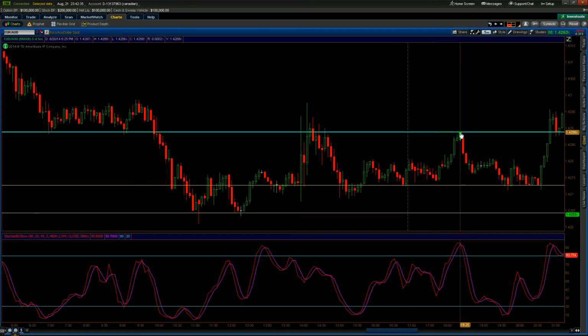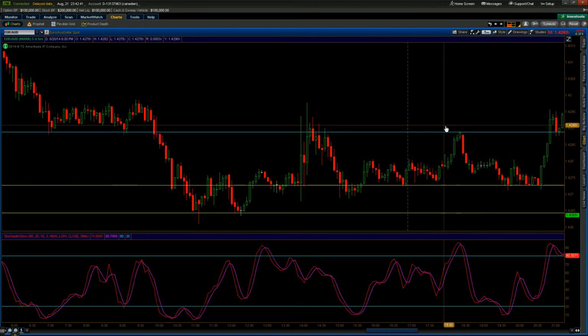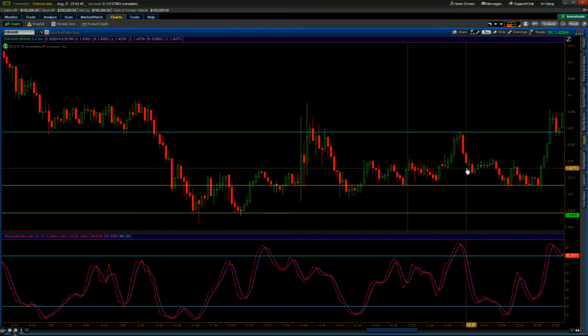The only thing that there wasn't there was a wick, but you could have been confident already that stochastics and the resistance is good enough for you to take a trade to the downside. Now, what time frame should you take the trade?